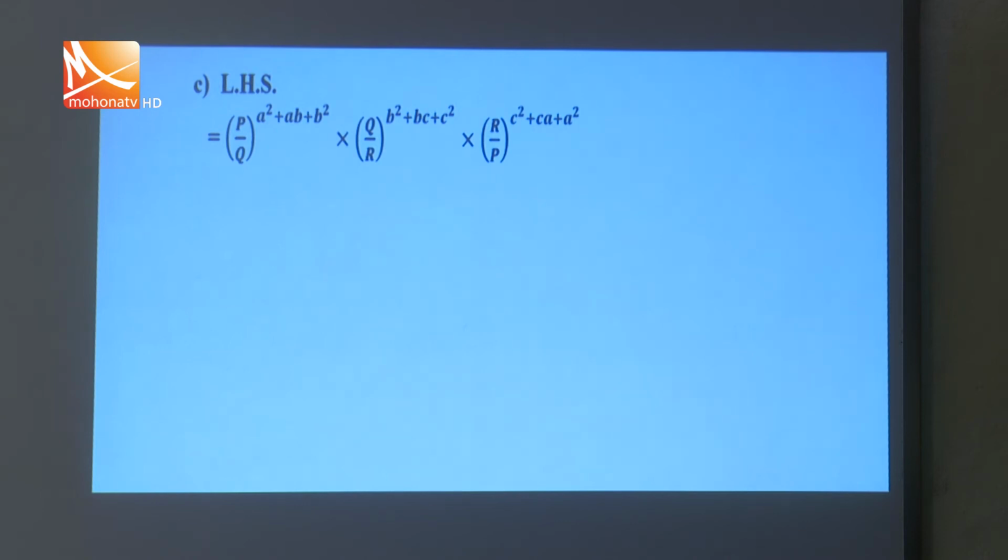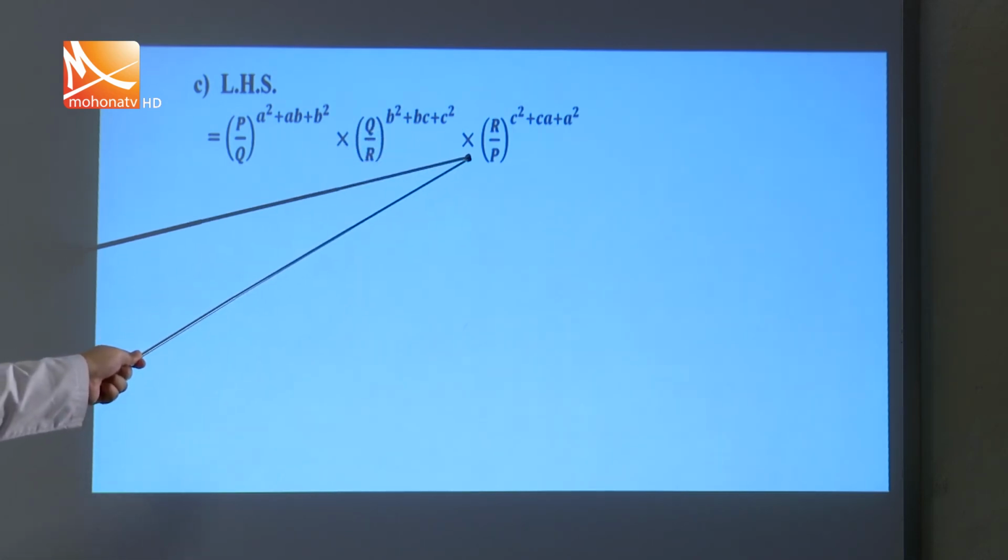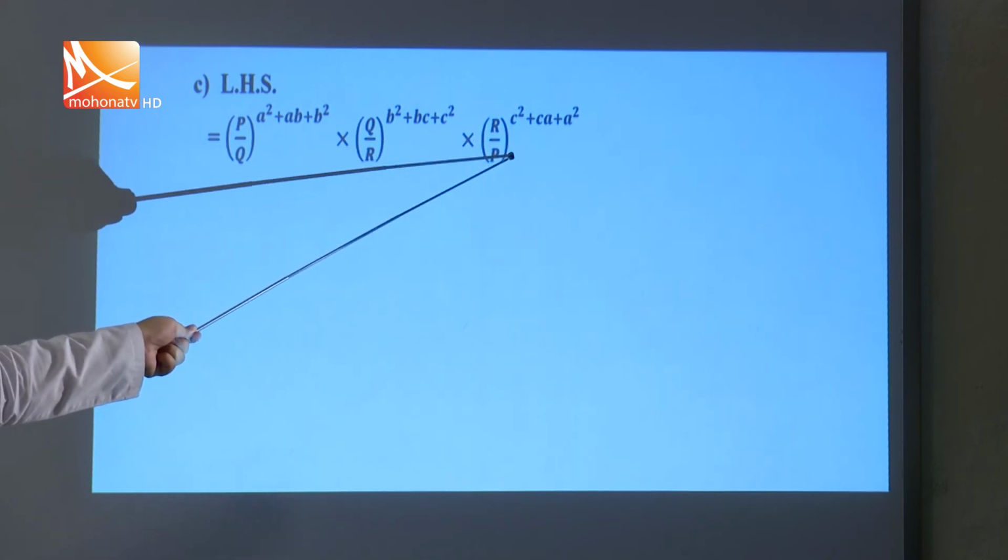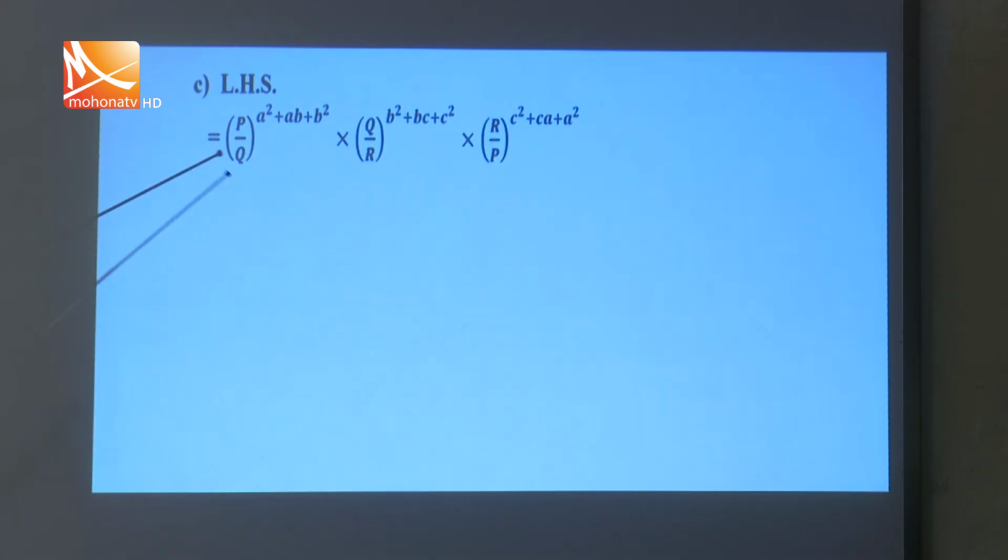In our left hand side, we have this expression: p by q, whole to the power a square plus ab plus b square, into q by r, whole to the power b square plus bc plus c square, into r by p, whole to the power c square plus ca plus a square. And we already have the values of p, q and r. So let us put the values of p, q and r here.